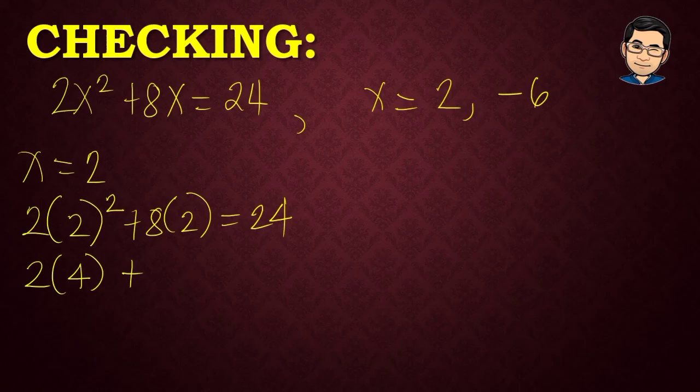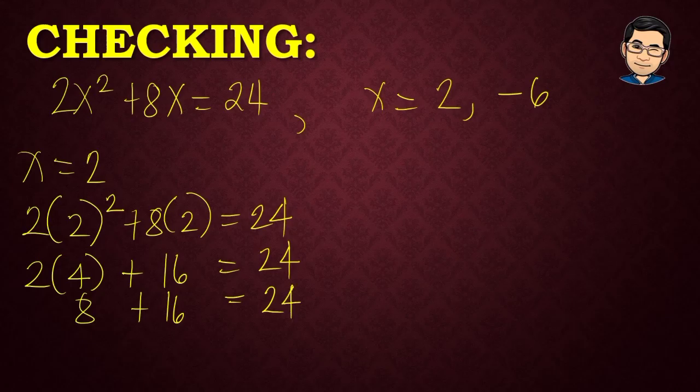8 times 2, 16, equals 24. 2 times 4 is 8, plus 16. So, equals 24. 8 plus 16 is 24. Equals 24. So, this is correct.